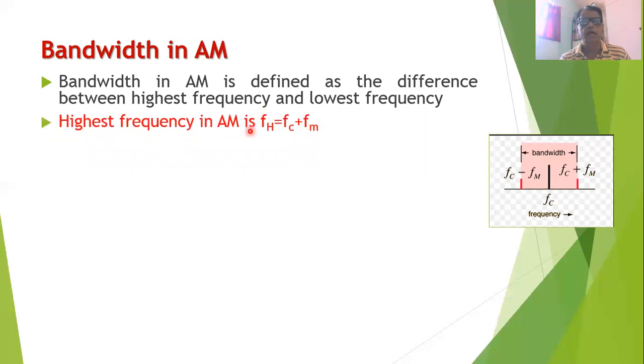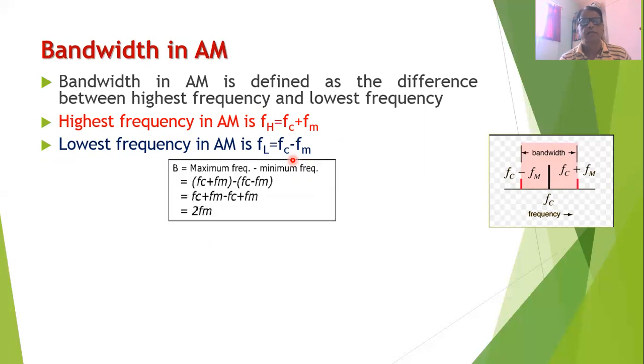So the highest frequency in AM is fc plus fm, and the lowest frequency in AM is fc minus fm. And therefore, we can compute the bandwidth as the highest frequency minus the lowest frequency, or maximum frequency minus minimum frequency. Therefore, fc plus fm minus fc minus fm. So you will find that the fc will get cancelled, and we will get the bandwidth in AM equal to twice fm. It means that whatever is the highest modulating signal frequency, when you multiply it by 2, you will get the bandwidth of AM.